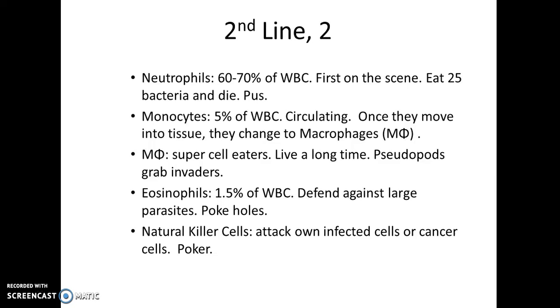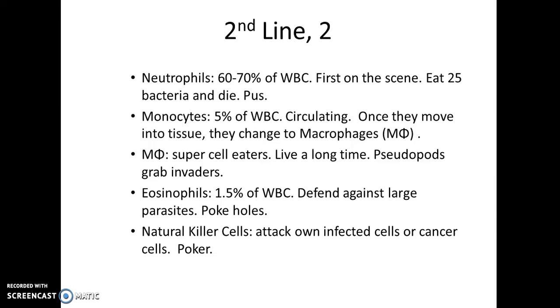There are 5 main ones. We have neutrophils, which is anywhere from 60 to 70% of white blood cells. These are the first on the scene. After they eat 25 bacteria, they die. Now, too many dead neutrophils, that's pus. That's when you have a lot of bacteria down there. You have a lot of dead neutrophils.